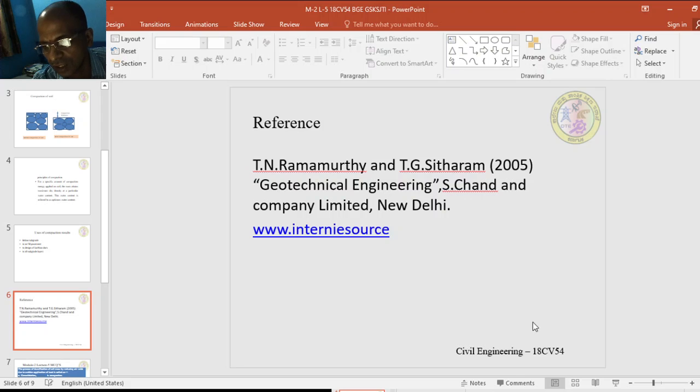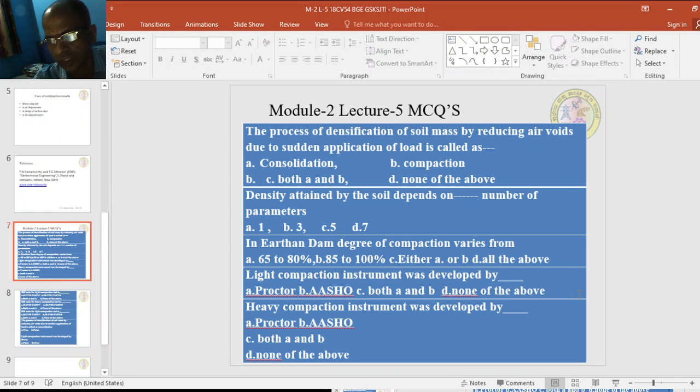So these are the list of references. Next is the MCQ question. The process of densification of soil mass by reducing the air voids due to sudden application of load is called as: option A is consolidation, option B is compaction, option C is both A and B, option D is none of the above. Option B is called compaction.